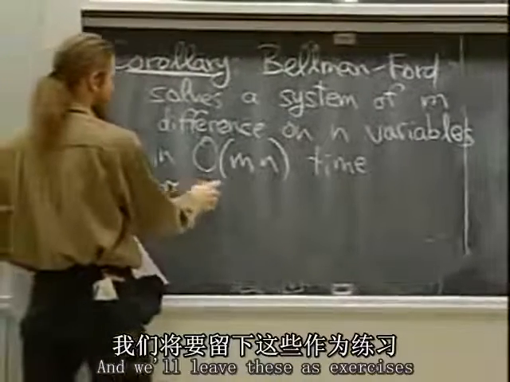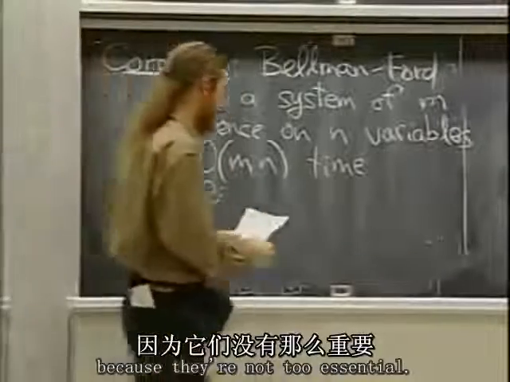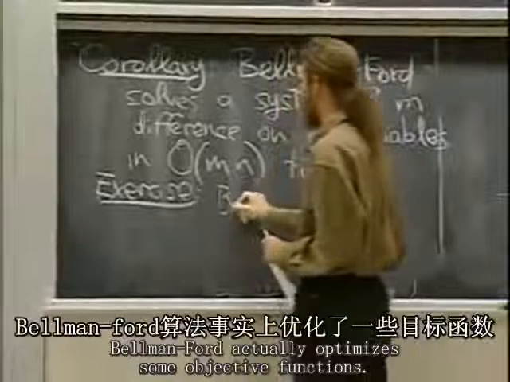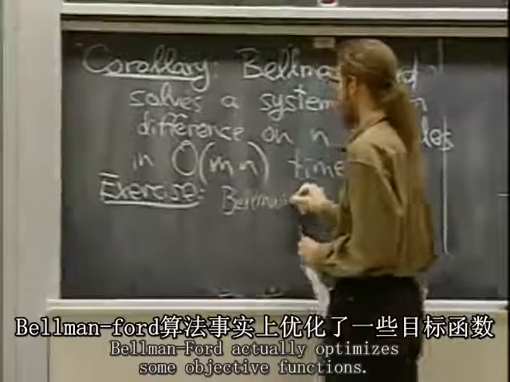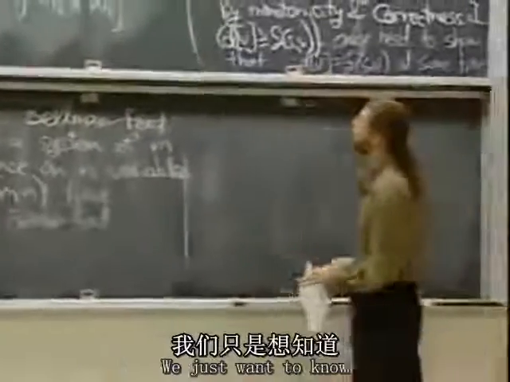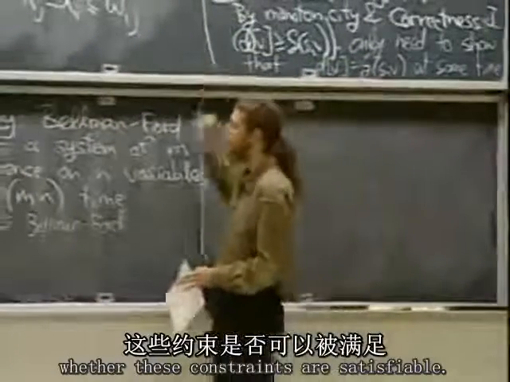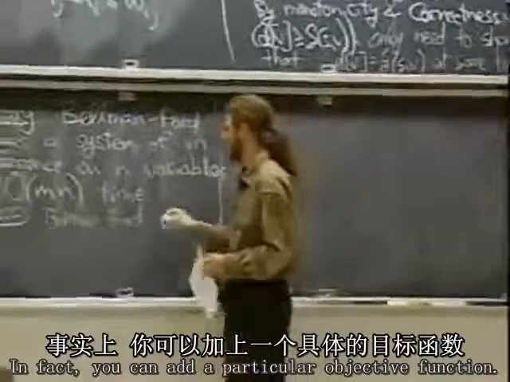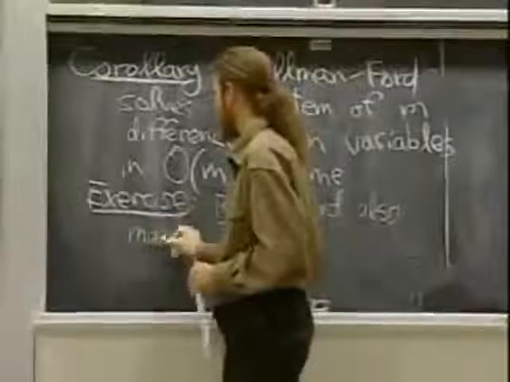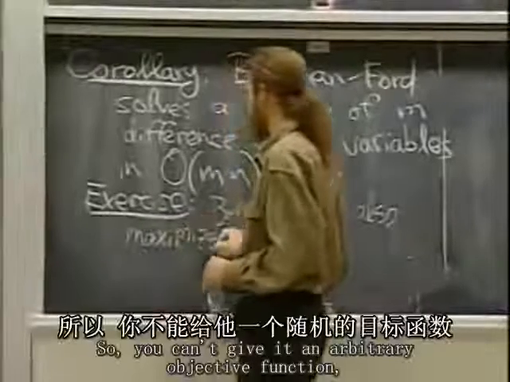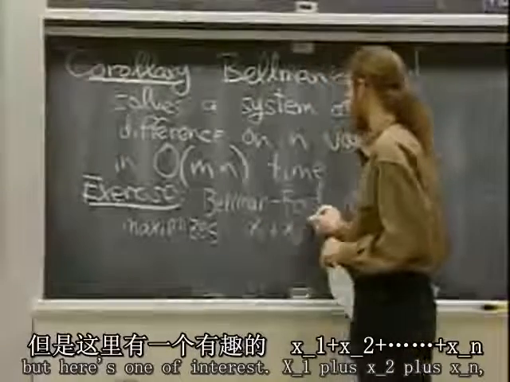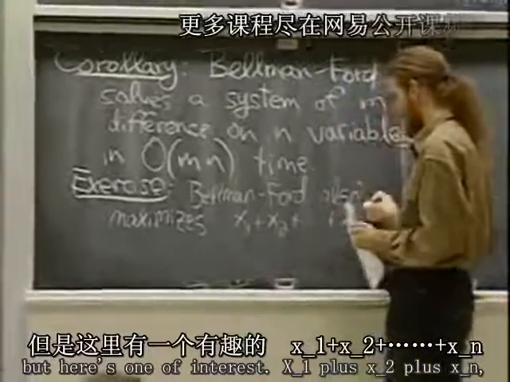So some other facts, we'll leave these as exercises because they're not too essential. The main thing we need is this. But some other cool facts is that Bellman-Ford actually optimizes some objective functions. So we were saying, oh, it's just a feasibility problem. We just want to know whether these constraints are satisfiable. In fact, you could add a particular objective function. You can't give it an arbitrary objective function, but here's one of interest: x1 plus x2 plus ... xn.